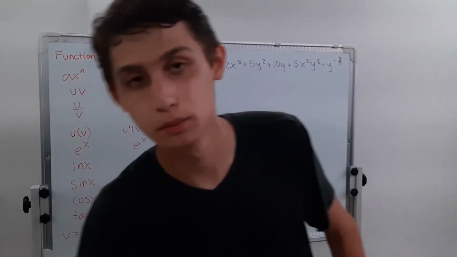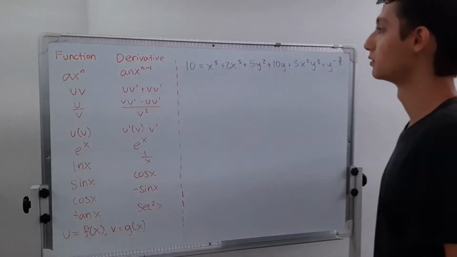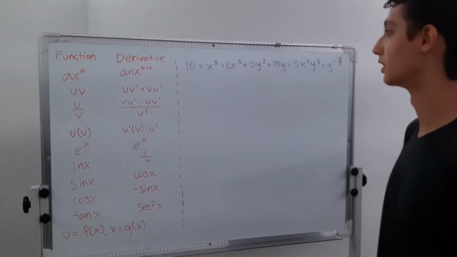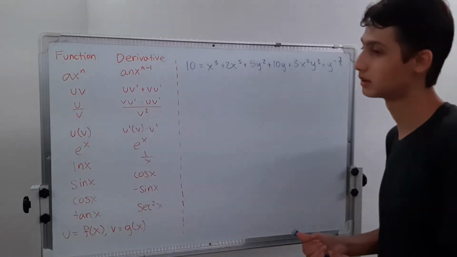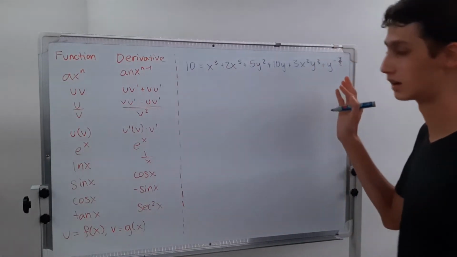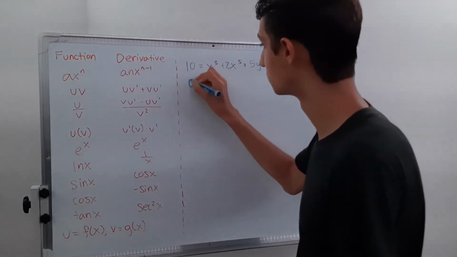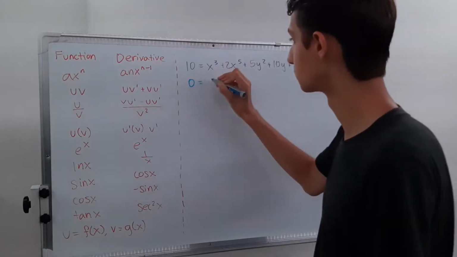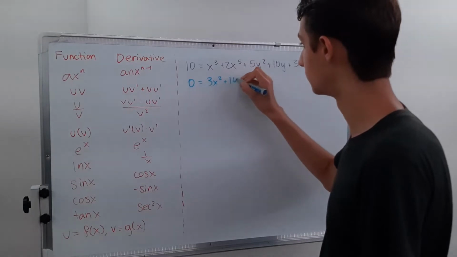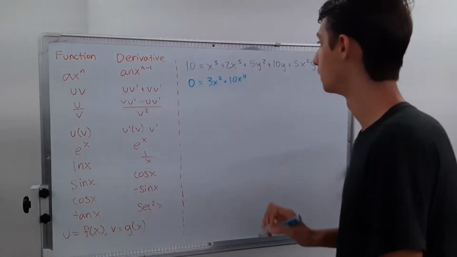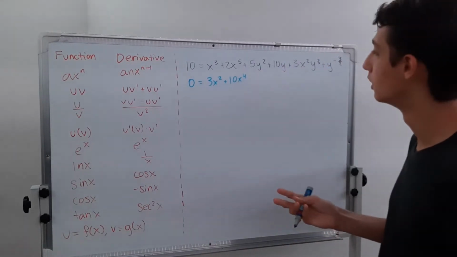Today we are going to be working on implicit differentiation. And that's where you have x's and y's that you have to differentiate, okay? So, the first terms are pretty easy. We have to take the derivative of each of these. This is 0. This is equal to 3x squared plus 10x to the fourth. But now we have y's. What do we do?